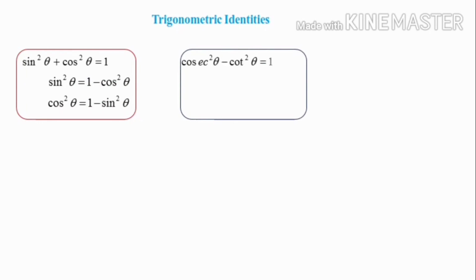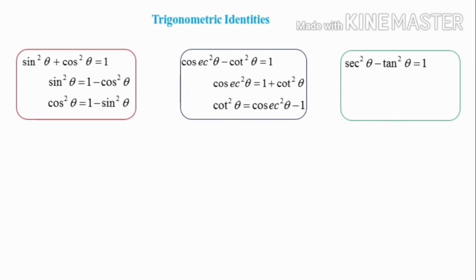Next identity is cosec square theta minus cot square theta is equal to 1. From here also we can derive 2 more formulas, that is cosec square theta is equal to 1 plus cot square theta and cot square theta is equal to cosec square theta minus 1.